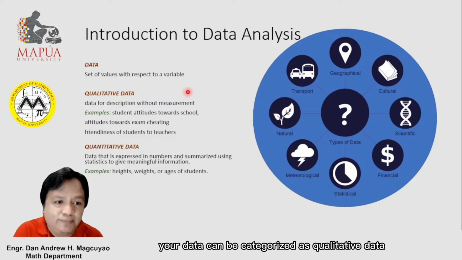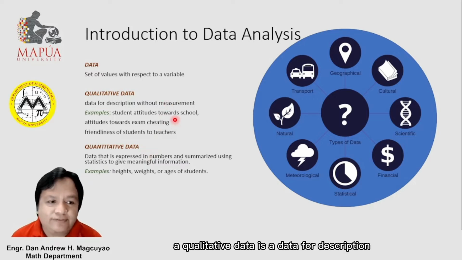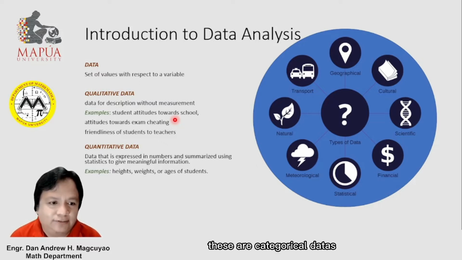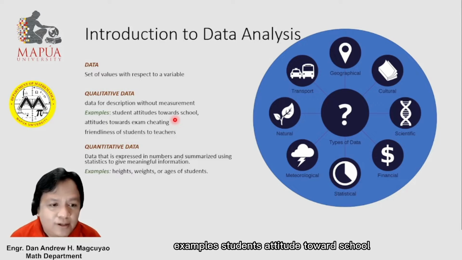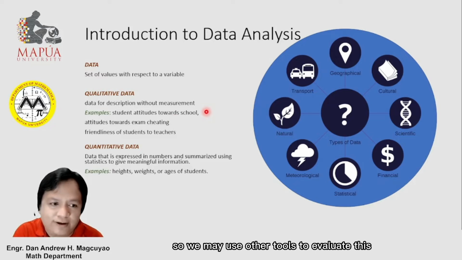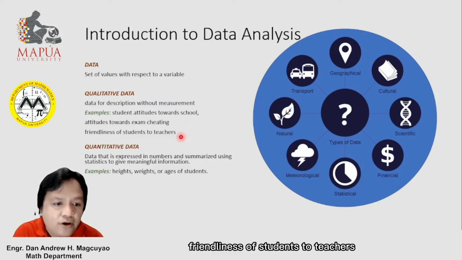Your data can be categorized as qualitative data or quantitative data. A qualitative data is a data for description without measurement. These are categorical data. Examples: students' attitude toward school, which cannot be evaluated by numbers, so we may use other tools to evaluate this. Attitudes toward exam cheating, friendliness of students to teachers.